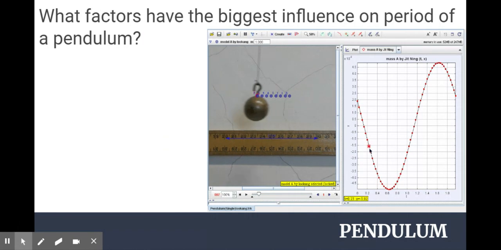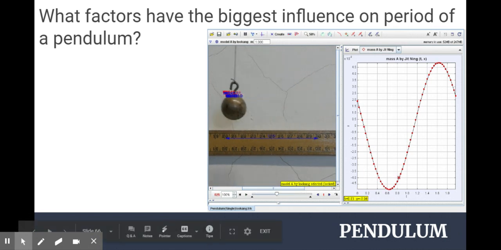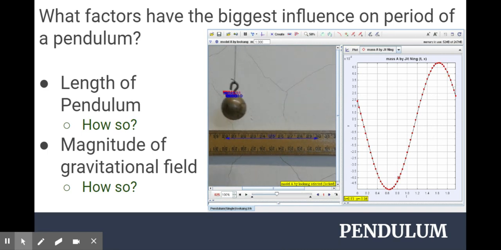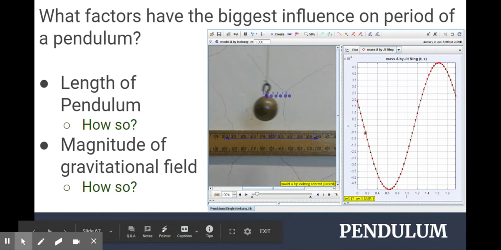All right, so when we're talking about a pendulum, what do you think is going to have a big influence on the period of that pendulum? Well, first, surprisingly, the mass that's on the pendulum has nothing to do with the period. First, the length of the pendulum. How long is that string or arm that's a part of the pendulum? That's going to have a big influence. And then also, how strong is the gravitational field? How strong is the acceleration due to gravity? That's going to have an influence as well.